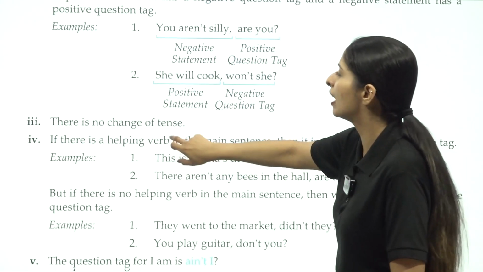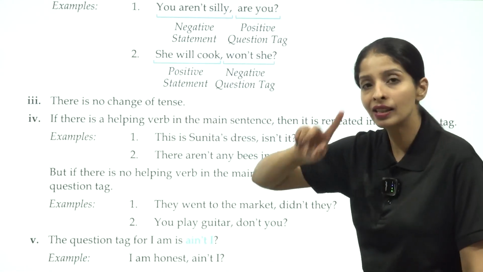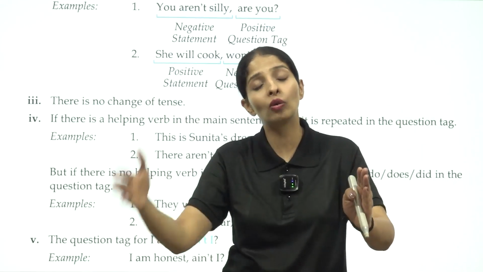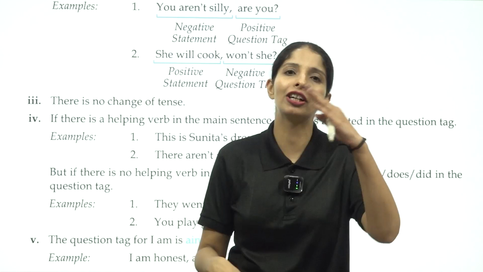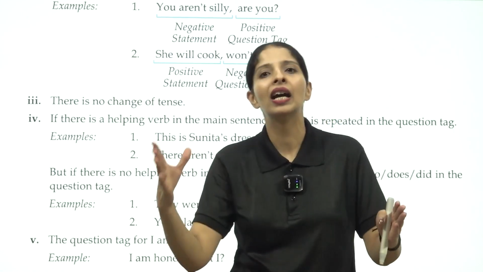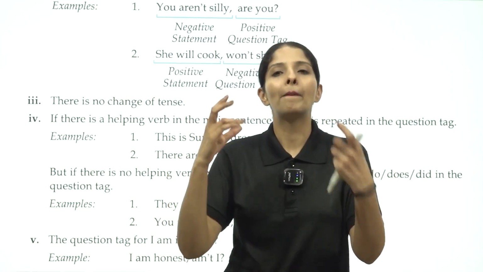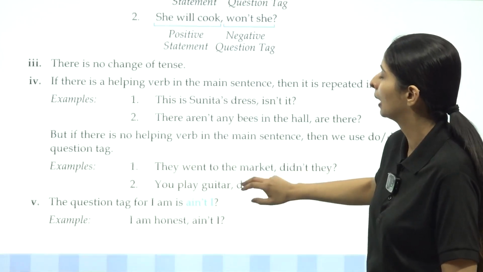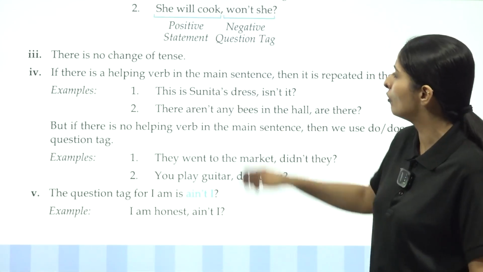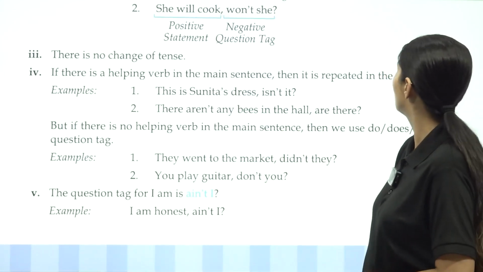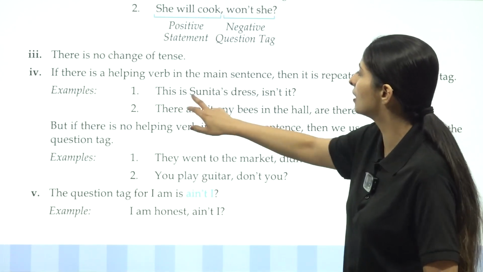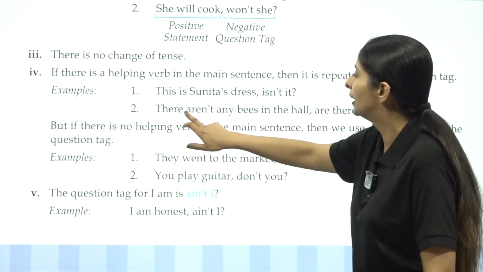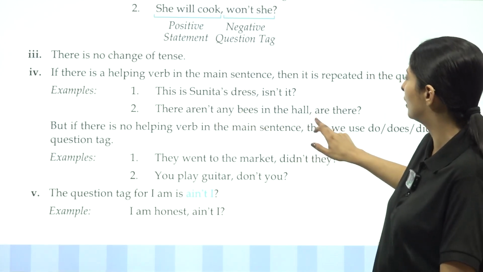Third thing is, there is no change of tense. Tense remains the same. If it is the present tense, then the question tag will be present only. If the statement is in past, then the question tag will always be in past. If there is a helping verb in the main sentence, then it is repeated in the question tag. This is Sunita's dress, isn't it?